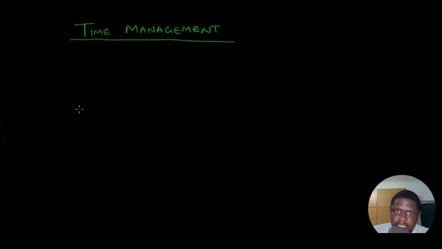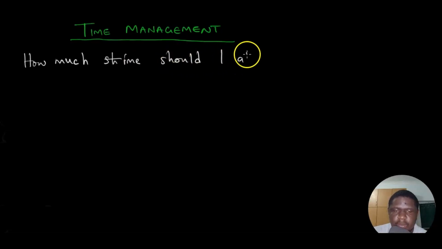In order for us to be able to manage time, we should first answer the question. And this is the question: how much time should I allocate to one mark? So we need to know what weight each mark has in terms of time. What I mean is, how many minutes, how many seconds should you spend answering a question which has 1 mark?